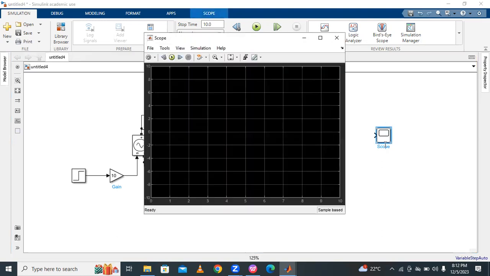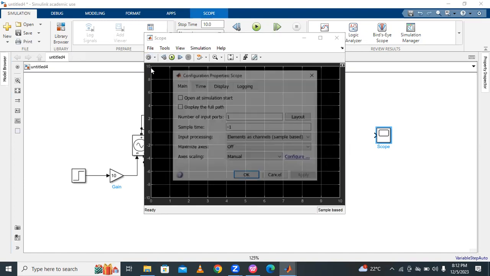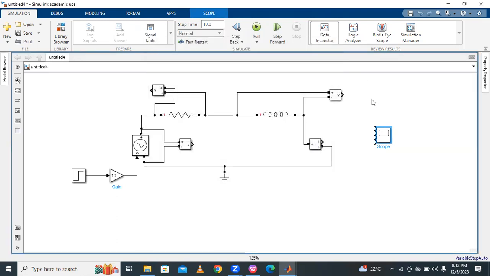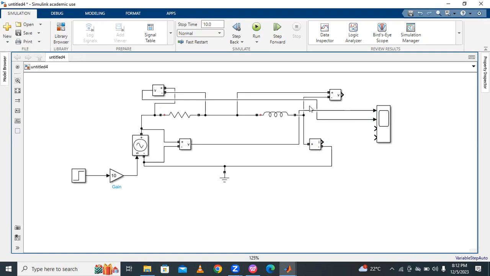How many ports are required here? 4. So 4 ports are required now. That's why change the number of ports to 4. Then apply, OK, and enlarge like this. And then the first one is called source voltage. Connect to source voltage, input voltage. Second one is called voltage across the resistor. Third one is called voltage across the inductor. Then next, finally, current.